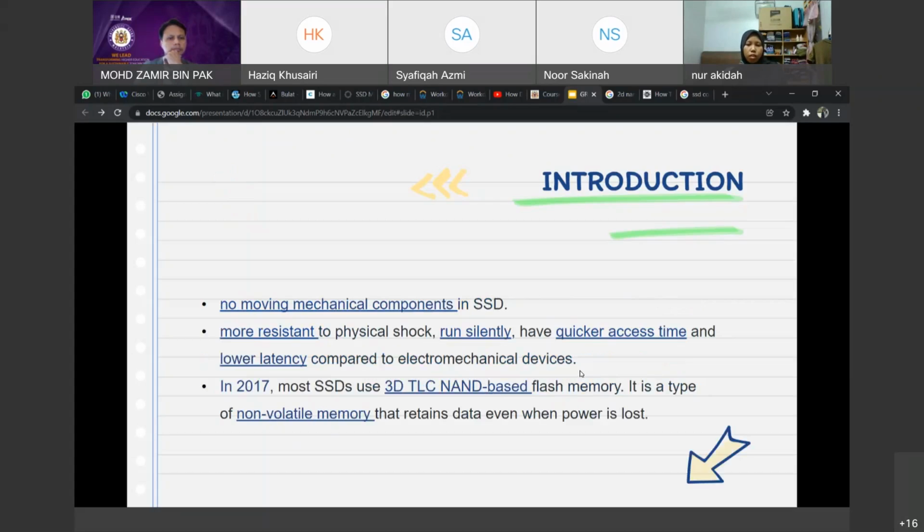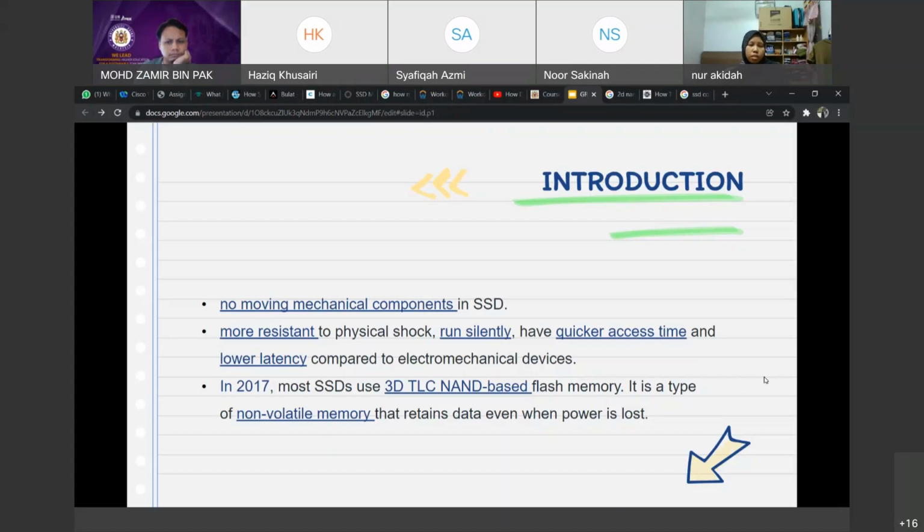So why is it called a semiconductor storage device? Because there are no moving mechanical components in SSD. This makes them different from conventional electromechanical devices such as hard disk or floppy disk. So it is more resistant to physical shock. It runs silently, and has quicker access time and lower latency compared to electromechanical devices.